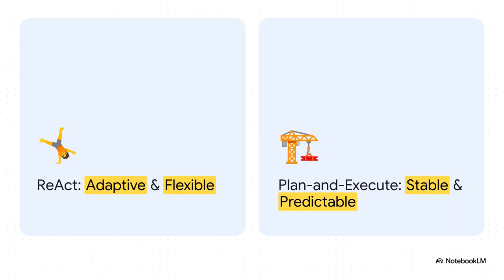So here's the bottom line, the real trade-off. React gives you that awesome adaptability and flexibility. It's great for unpredictable situations. Plan and Execute, on the other hand, gives you stability and predictability. It's perfect for tasks that are already well-defined.